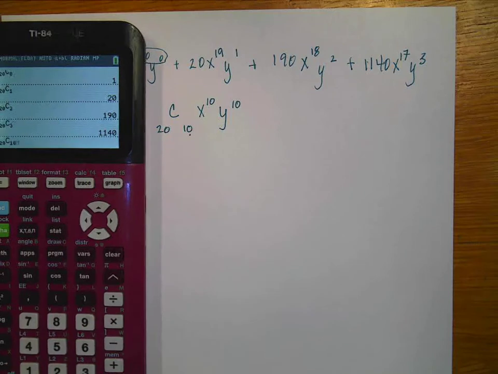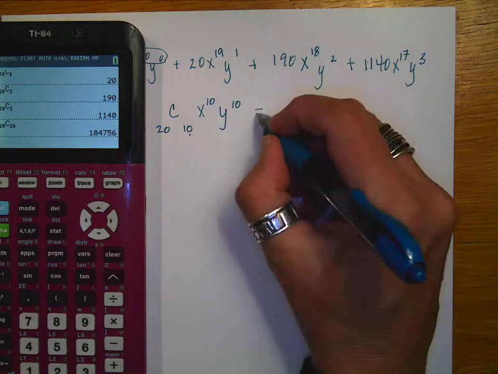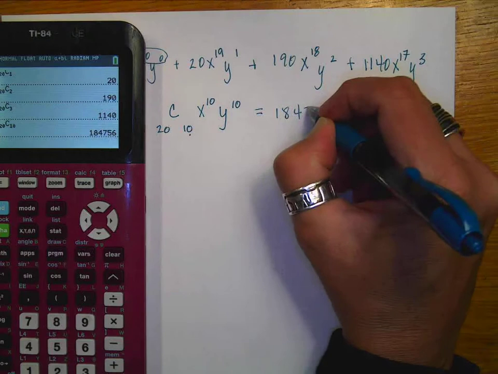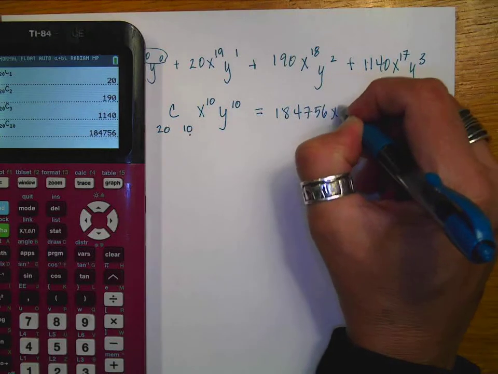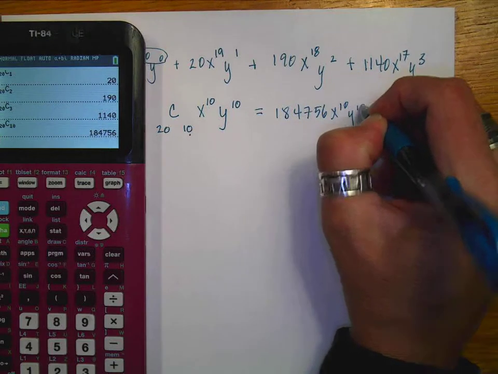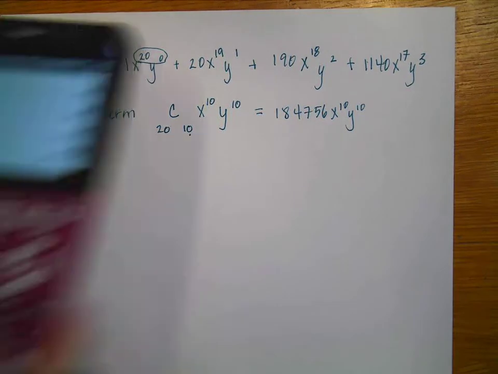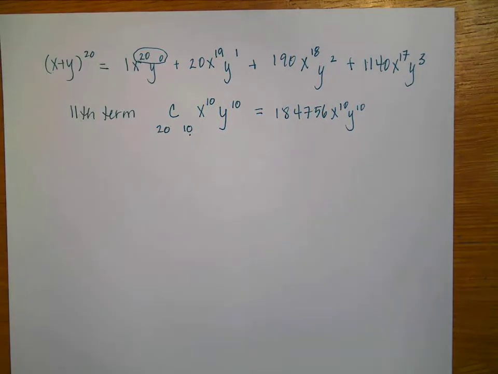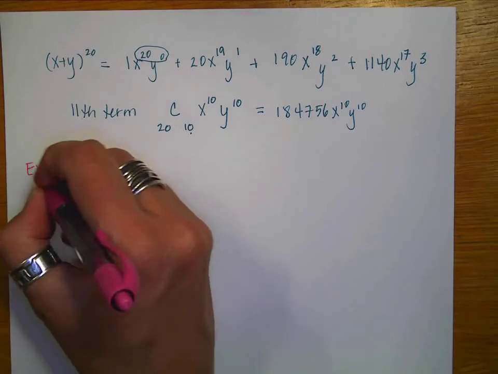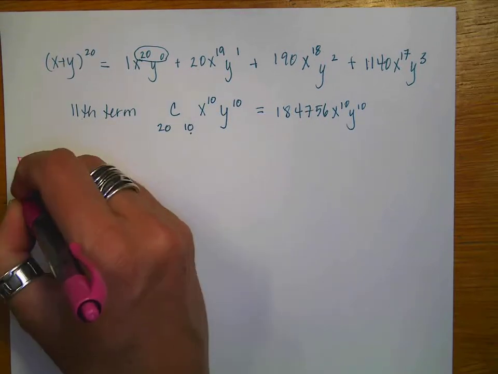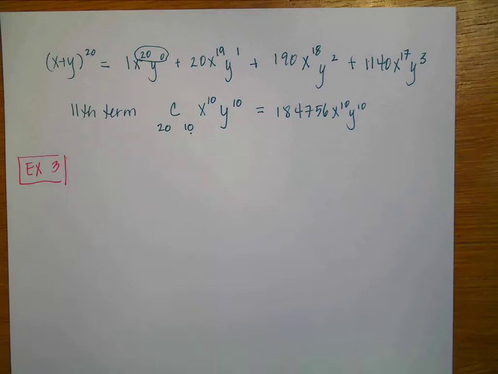So if I bring in my handy dandy grapher and I do second enter and I go back and change that to 10, then this term is going to be 18,756 x to the 10 y to the 10. So it's actually really, really cool because I can generate any term of the combination or the expansion that I want. Okay? So now let's do another example where I bring in some numbers.